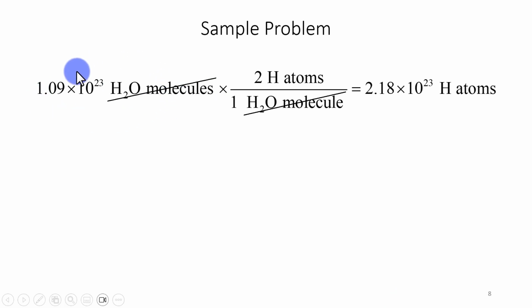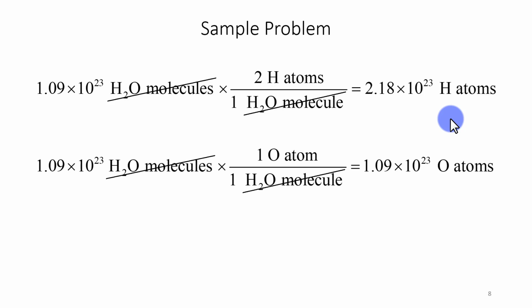So here's the answer that we got in the previous slide. This is how many water molecules we have. And we have 2 hydrogen atoms for every molecule. My molecules will cancel, leaving me with hydrogen atoms. So 2.18 times 10 to the 23rd. For oxygen atoms, it's going to be the same because I have 1 oxygen atom for every 1 molecule of water. I'm multiplying the number of water molecules by 1 oxygen atom per 1 molecule, and I get 1.09 times 10 to the 23 oxygen atoms.